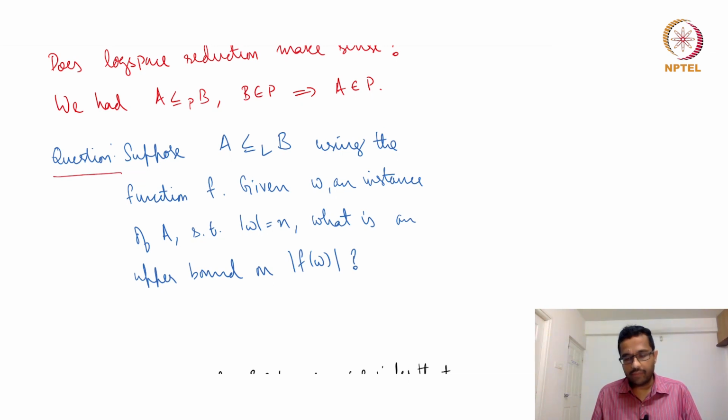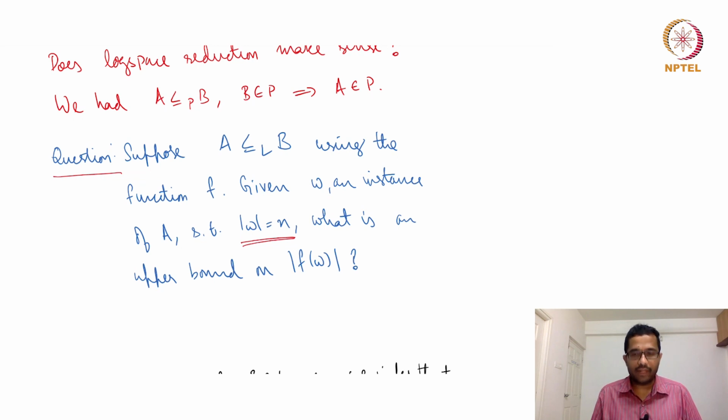Let's say W is an instance of A, and suppose the length of W is n. What is the upper bound on the length of f(W)? How much space does this reduction take? The reduction takes order log n space, because it's a logarithmic bounded reduction. How much time can it take?